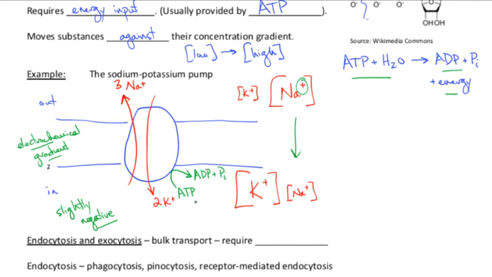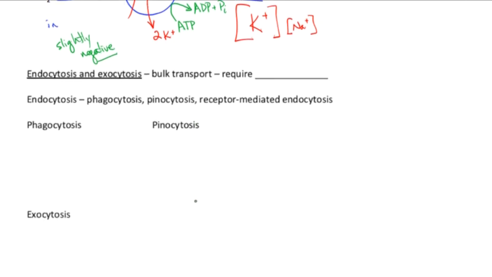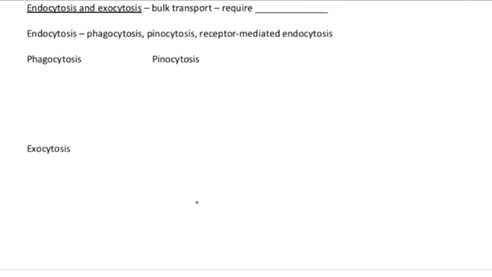All right, let's talk about endo and exocytosis. Endo and exocytosis are forms of bulk transport, and they both require energy input. So they are forms of active transport. Endocytosis can be divided into further subforms: phagocytosis, pinocytosis, and receptor-mediated endocytosis. So first, phagocytosis, which means cell eating, is when a cell extends, these are called pseudopods, extensions of the cell membrane out around something that it's engulfing.